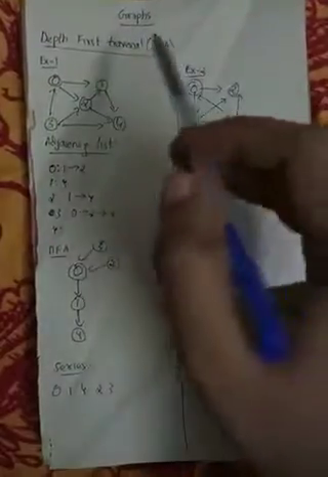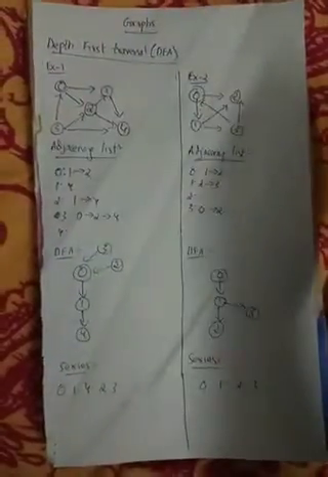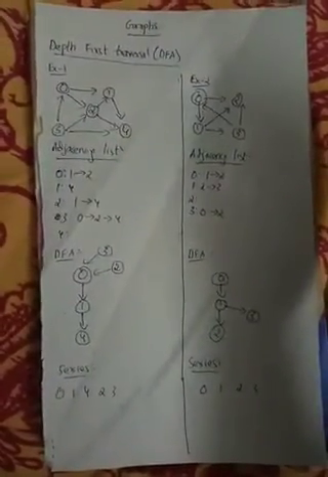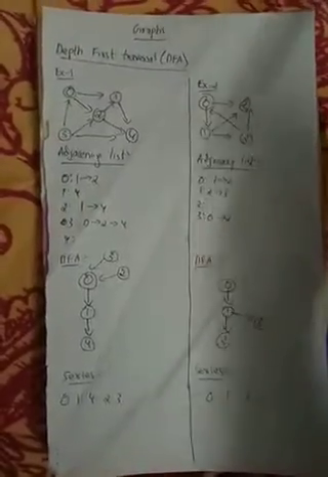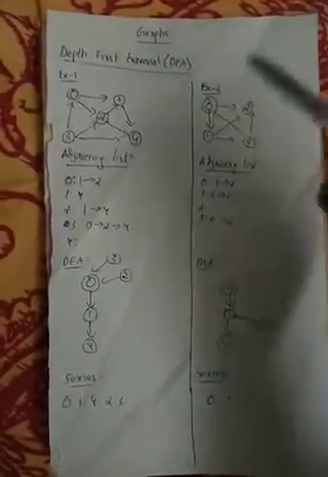In this session we'll talk about graphs. In graphs we'll talk about DFA. So what is DFA? DFA is nothing but a traversal. In BST we have pre-order, in-order and post-order. Similarly in graphs we have DFA and BFA. We'll do it by taking two examples.